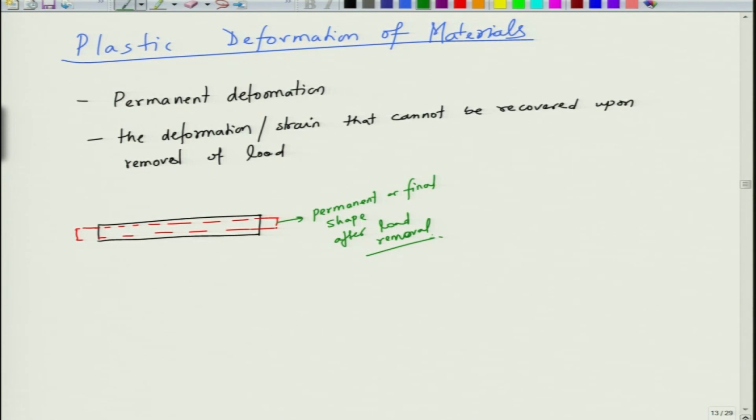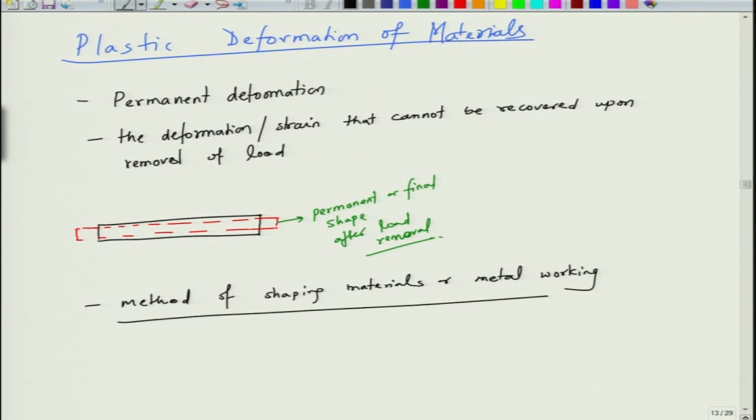So, this is permanent deformation, which is the main method of deforming or shaping materials. So, this is basically the method of shaping materials, or you can say metal working, and this is what we are going to focus on now in the next many lectures.